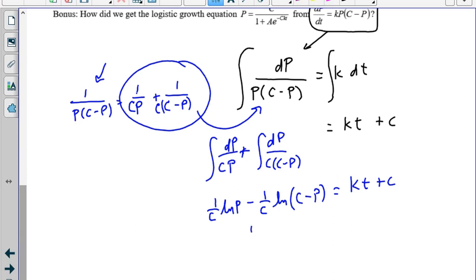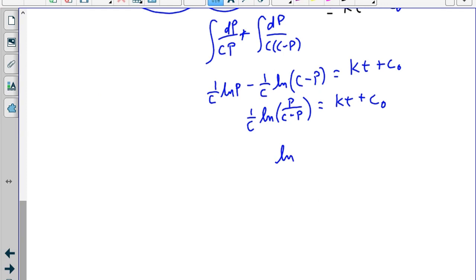So I'm going to condense and factor out a 1 over c. So 1 over c times the natural log of p over c minus p is equal to kt plus c. And I probably shouldn't have used c as the constant because there's another c over here, but you live and learn. So now we multiply by c on both sides, so we get the natural log of p over c minus p equals the carrying capacity times kt plus some constant.